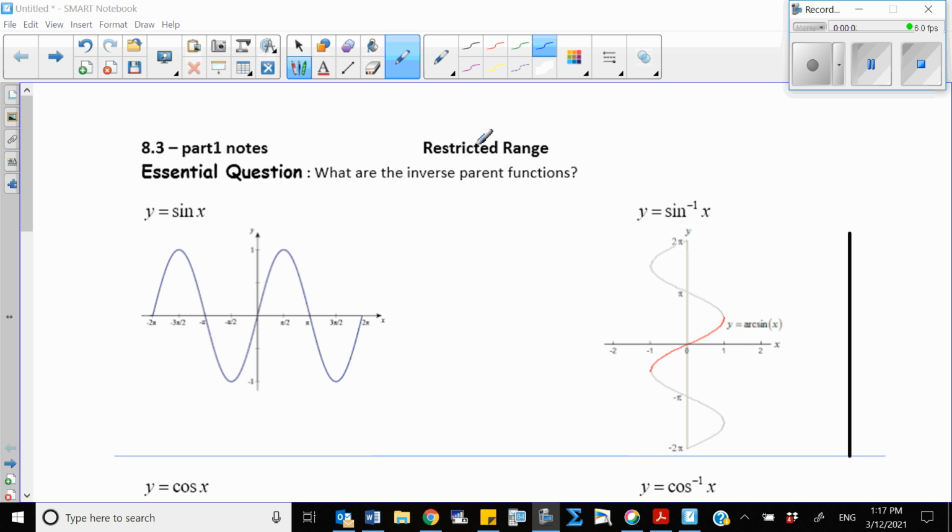Hi everyone. Today we are going to work on restricted range of inverse parent functions. We have some trig functions and we're interested to graph the inverse of them. For example, here we have y equal to sine of x.